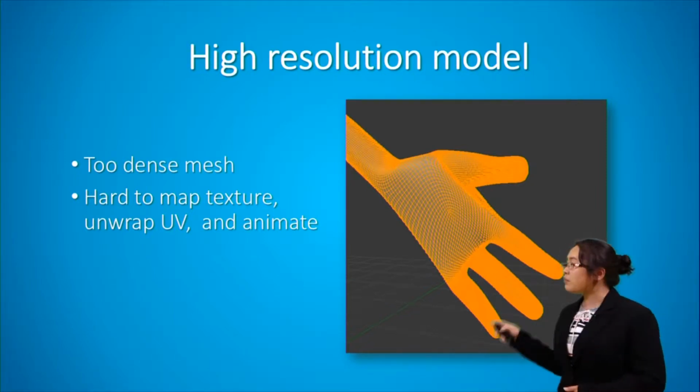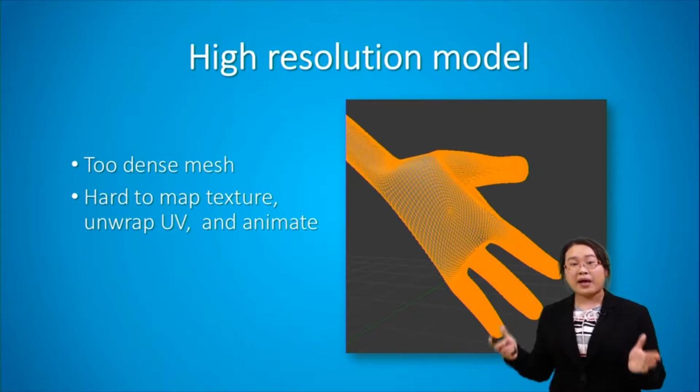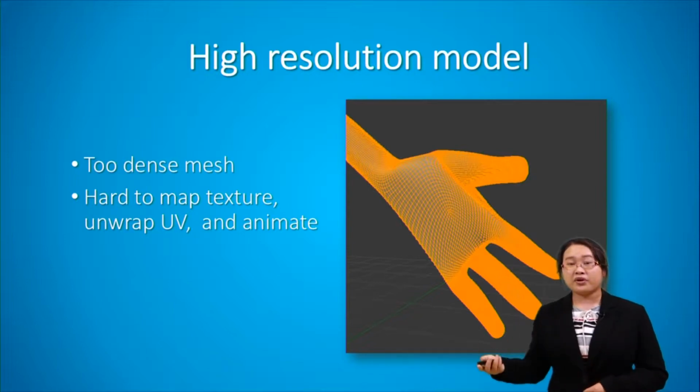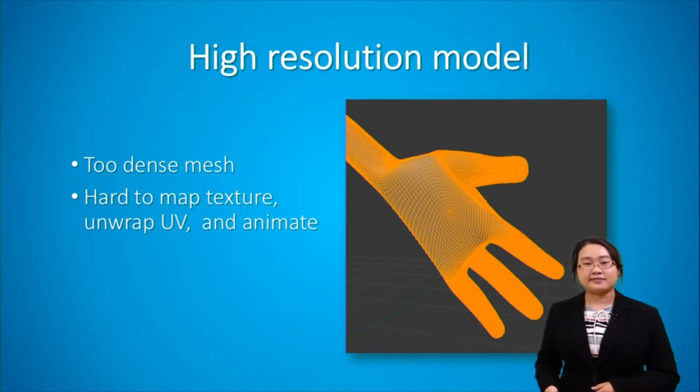software. For example, if you have a mesh that is too dense like this, when you try to wrap the texture, if you would like to use UV mapping, animating, or go further, it might cause problems or faults within the animation.